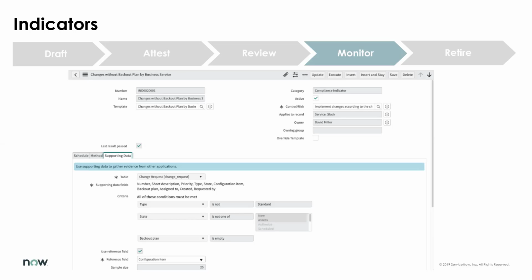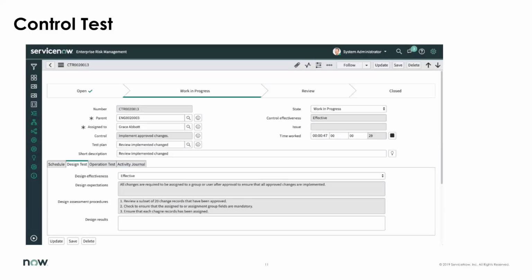So let's move now to the control test phase. And Scott, let's get back to you. Yeah, thanks, Eric. The control test, right?